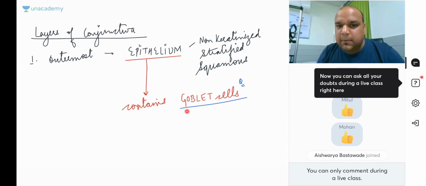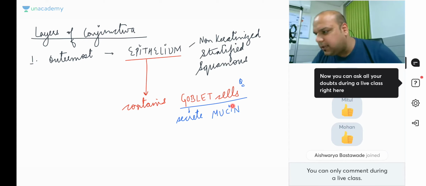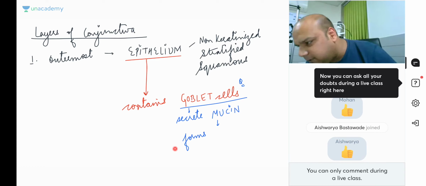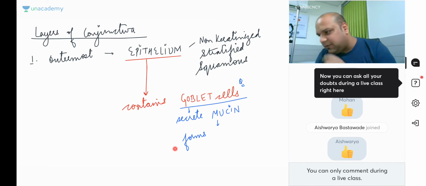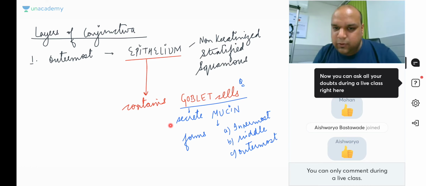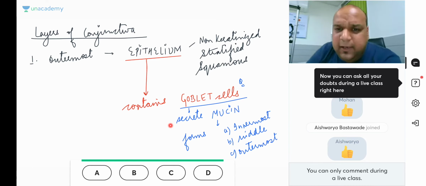Why are they important cells to us? Because goblet cells secrete mucin. I hope you understand mucin. What is the function of mucin on the surface of my eye? Mucin forms which layer of the tear film, everybody? Okay, I'll give you options. A, innermost layer. B, middle layer. Or C, outermost layer. There are 3 layers of the tear film. Let's see if you know the answer. Which layer of the tear film is formed by goblet cells? Innermost, middle, or outermost?